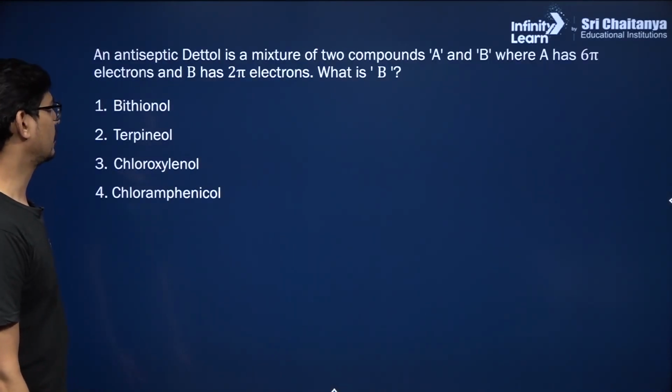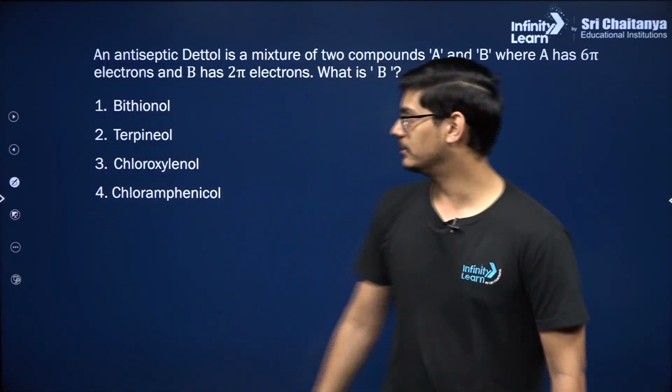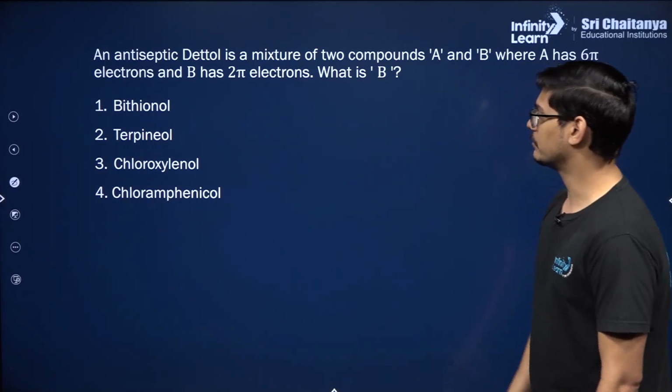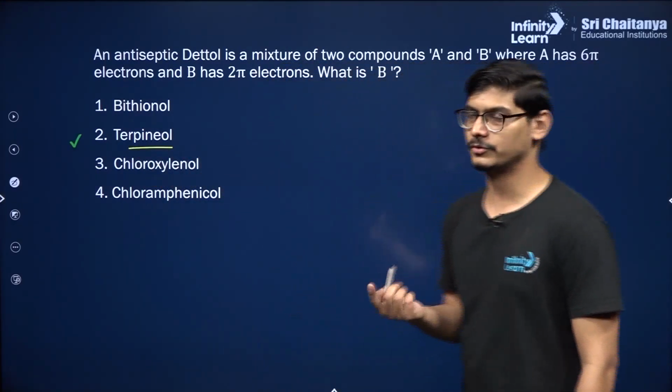An antiseptic Dettol is a mixture of two compounds A and B, where A has 6 pi electrons, right? And B has 2 pi electrons. So what is B? So it's terpineol, because it has 1 carbon-carbon double bond, so 2 pi electrons.